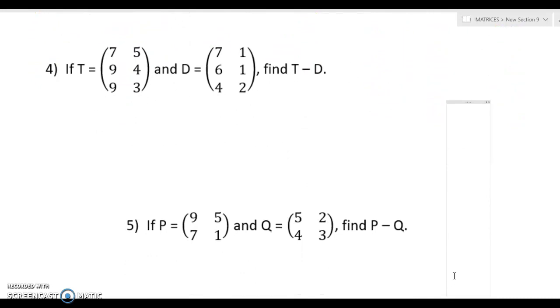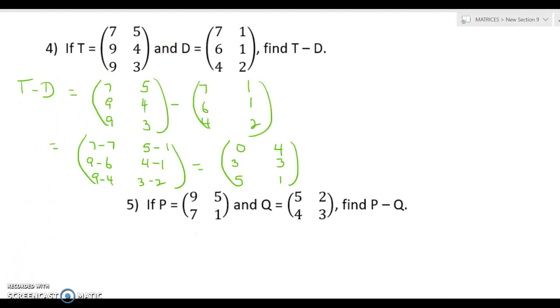And then this last one here, oh, we have 2 more. This last one here, this is T minus D, right? So I went ahead and I did number 4. So 7 take away 7, we get 0. 5 take away 1, 4. 9 take away 6, 3. 4 take away the 1. And then we got the 3 there. 9 take away 4, we get 5. 3 take away 2, 1.